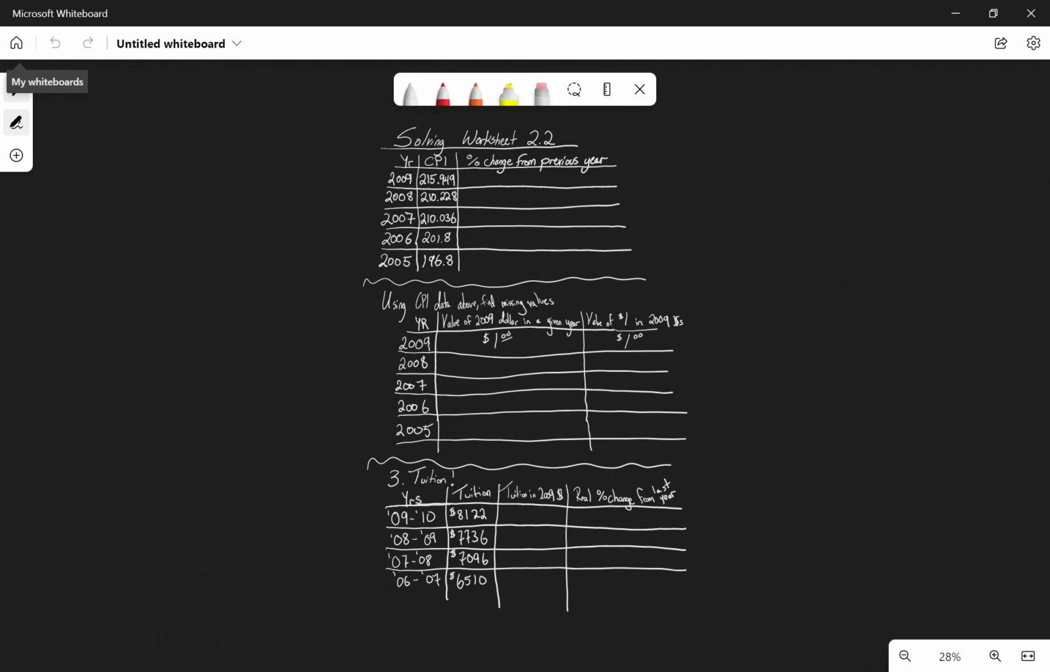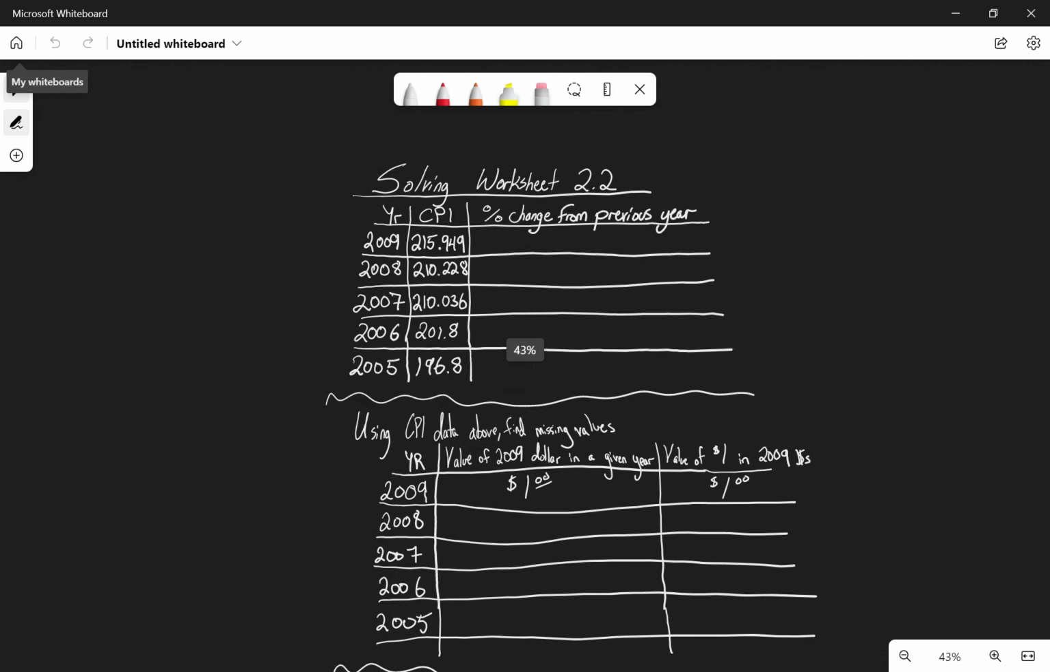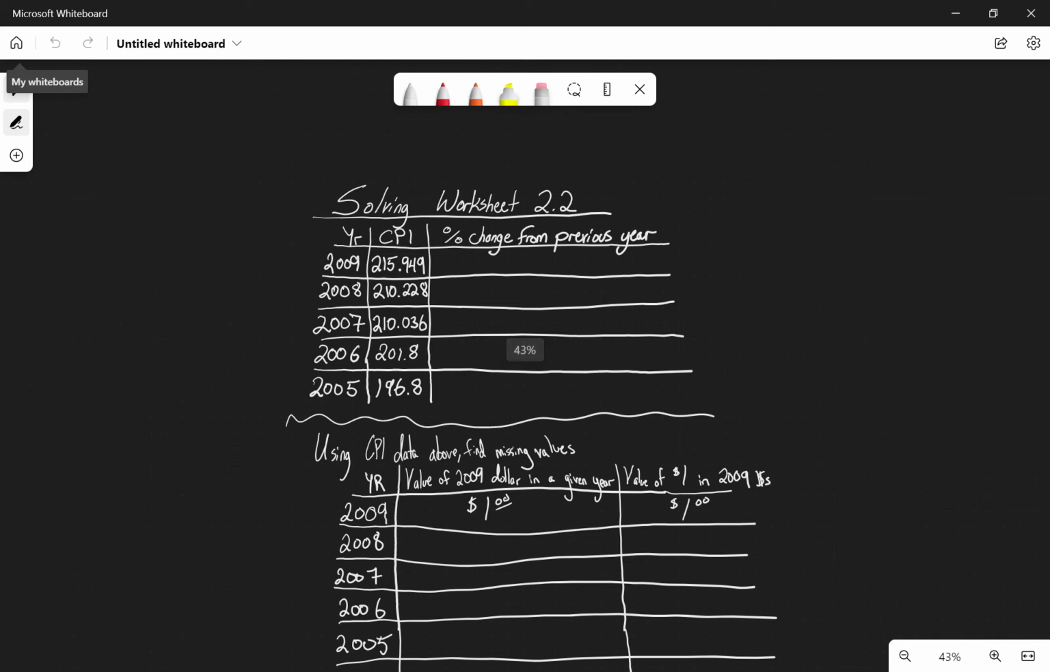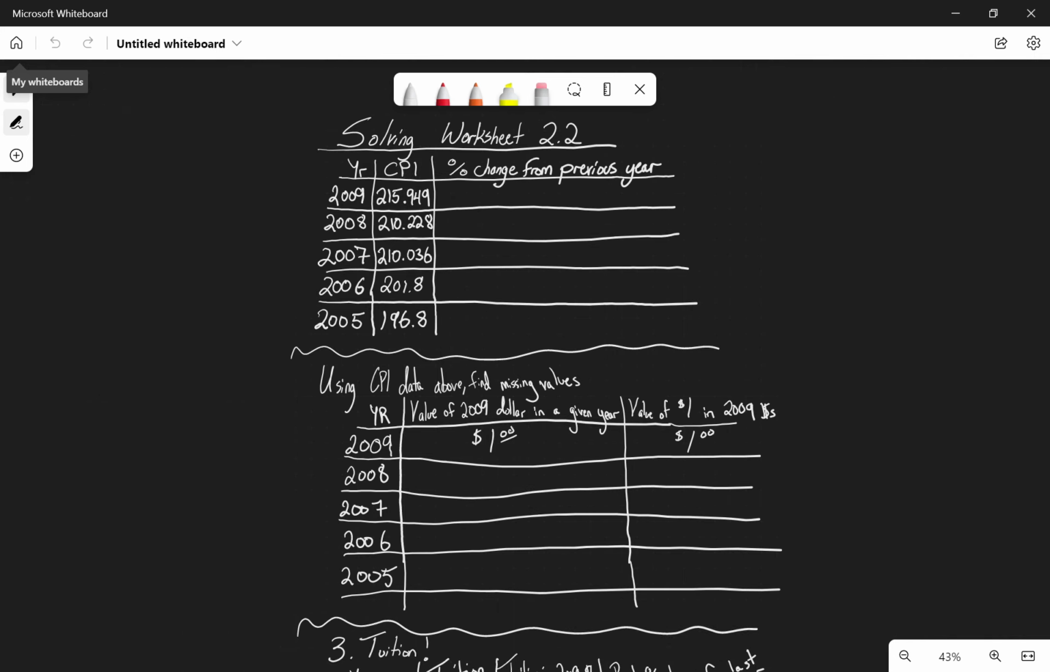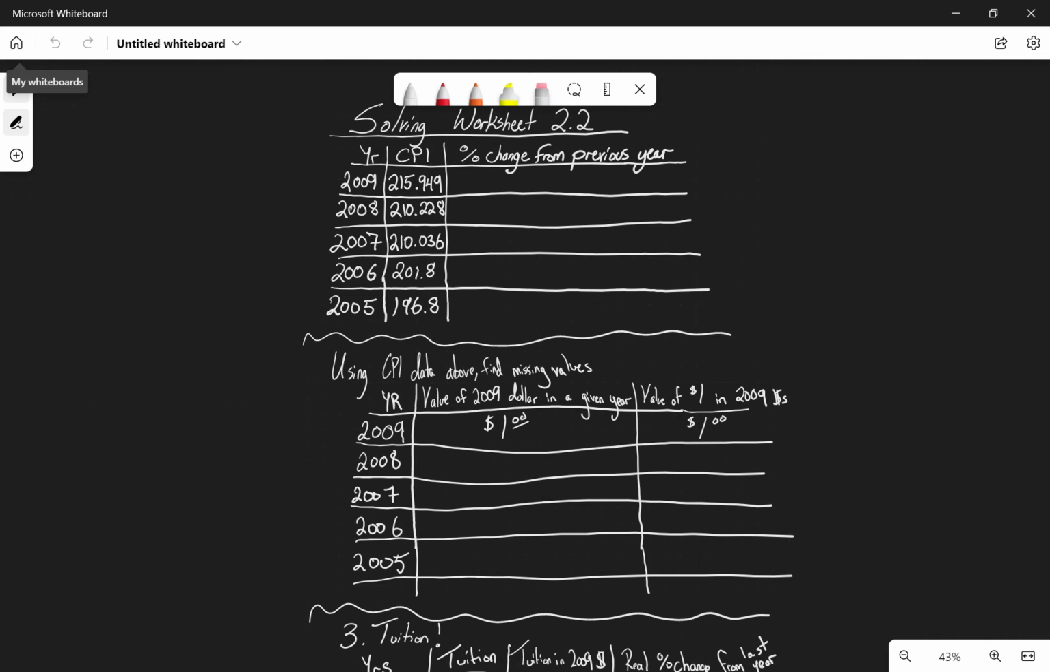Today we are going to be solving our worksheet 2.2. Specifically, we're going to be walking through how to calculate percentage changes in the CPI, how to deflate some prices, and specifically applying it to tuition. We'll go over the first half of the worksheet in this video and we'll do the second half in another video. So I suppose this is worksheet 2.2a since we're covering the first half. Awesome, let's jump right in.